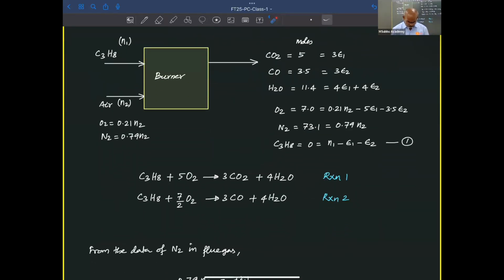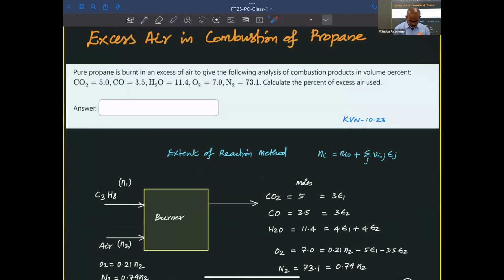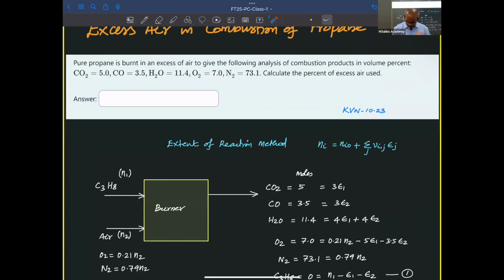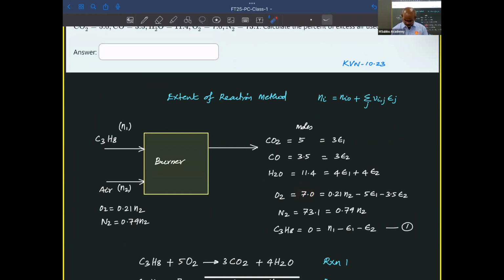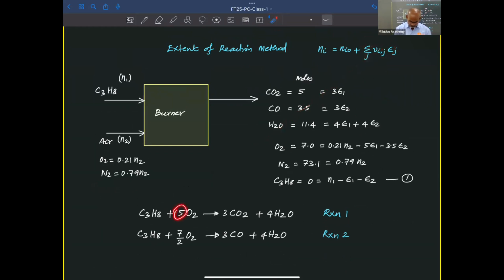Like that for oxygen. Oxygen is there in the feed as well as in the product. How much oxygen is there in the product is already given. And what is there in the feed? This Ni naught is 21% of N2. There is this small N2, I am using it for air. Don't confuse it with the capital N2, since we are using the same symbol. So 0.21 of N2 is your O2 initially present, and how much O2 has been utilized in the reactions is given by these terms. For the first reaction, this is minus 5 into the extent of the first reaction, and this one is minus 3.5 into the extent of the second reaction. The minus is coming because oxygen is a reactant.